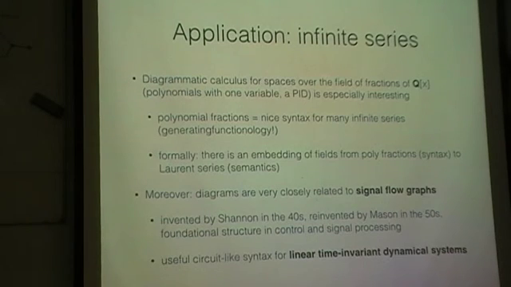So we have a diagrammatic calculus for polynomial fractions, and it turns out that this diagrammatic calculus is very closely related to something called signal flow graphs. Signal flow graphs were a diagrammatic formalism invented by Shannon in the 1940s. It's probably one of the least known papers by Shannon. That paper was somehow forgotten, and the notion was reinvented by Mason in the 1950s. So in fact, electrical engineers normally call these things Mason diagrams. It's really a foundational structure of control and signal processing. Maybe it's not quite the notion of automata for control and electrical engineers, but it's a foundational structure in a similar way as automata are to computer scientists. This is a useful circular syntax for linear time invariant dynamical systems, and we'll see some examples of how the string diagrams are very closely related to these gadgets.